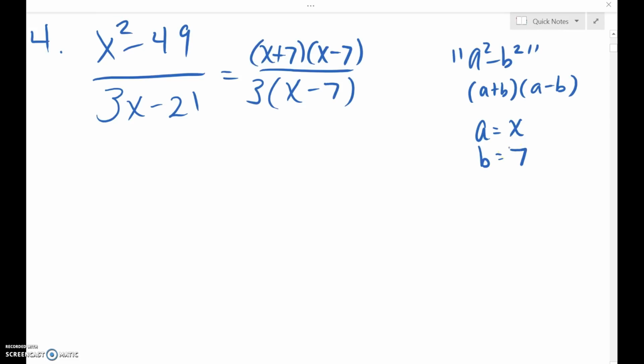Well, so now I look at this in factored form, and I see that I have an x minus 7 factor on the top and the bottom, so those can cancel. I'll be left with x plus 7 on the top and 3 on the bottom. And because neither x nor 7 can be divided by 3, let alone both of them be divided by 3, I have to stop here.